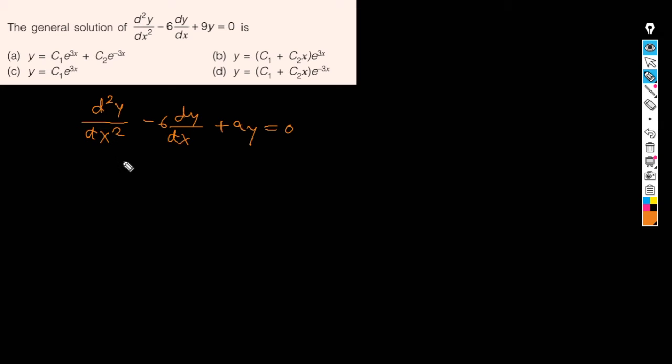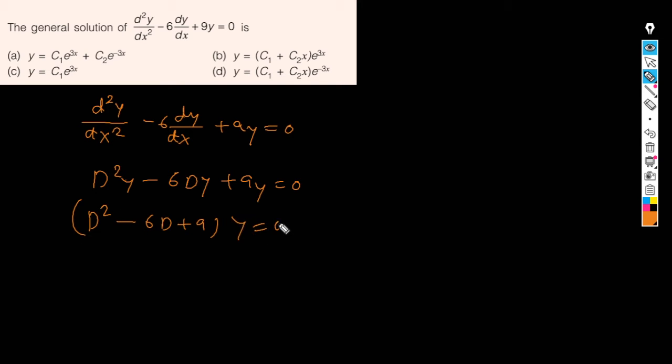Let me put d by dx is equal to capital D. So here is D square y minus 6Dy plus 9y is equal to 0, and we can write this as (D square minus 6D plus 9)y is equal to 0. This is the auxiliary equation.